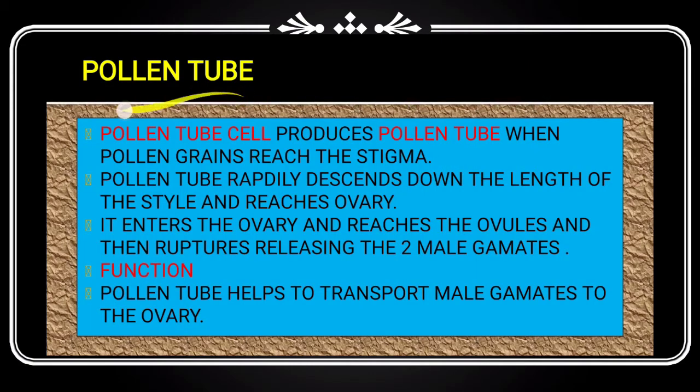Pollen tube. Pollen tube cells produce the pollen tube when pollen grains reach the stigma. The pollen tube rapidly descends down the length of the style and reaches the ovary. It enters the ovary and reaches the ovule and then ruptures, releasing the two male gametes. Function of the pollen tube: it helps to transport male gametes to the ovary.